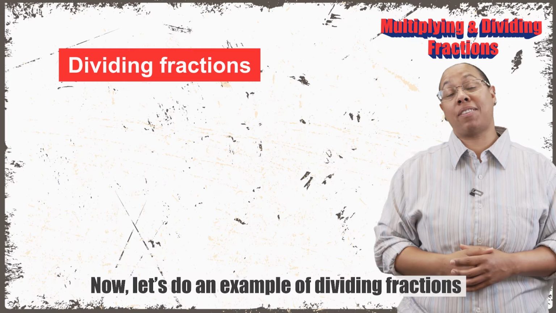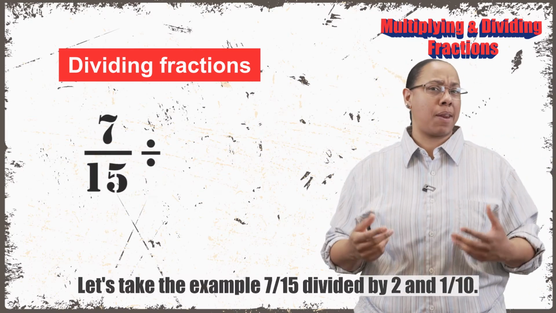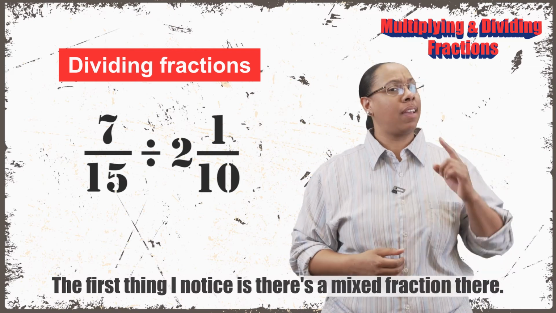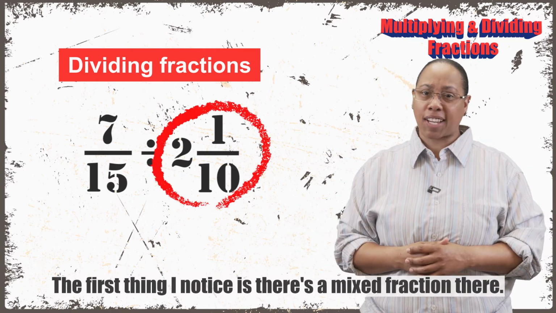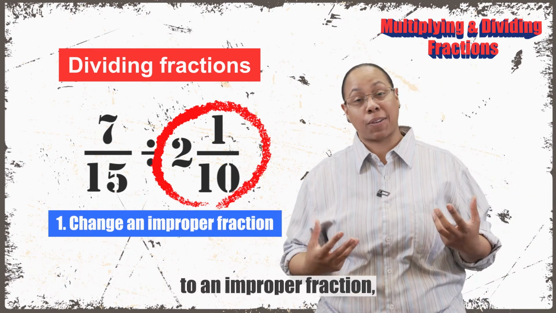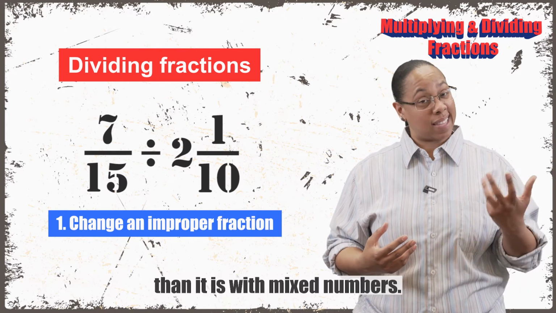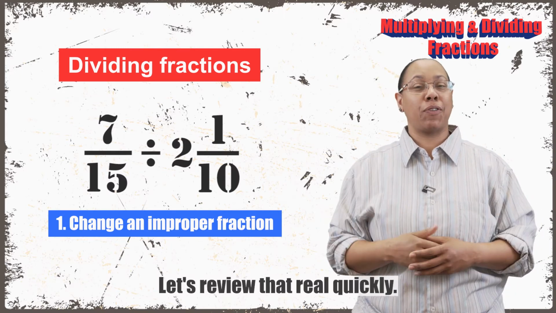Now let's do an example with dividing fractions. Let's take the example 7 over 15 divided by 2 1/10. The first thing I notice is there's a mixed fraction there. So the first rule is you want to change that to an improper fraction. It's much easier to multiply or divide with improper fractions than it is with mixed numbers. So let's review that real quickly.